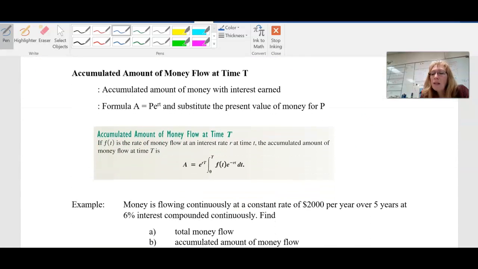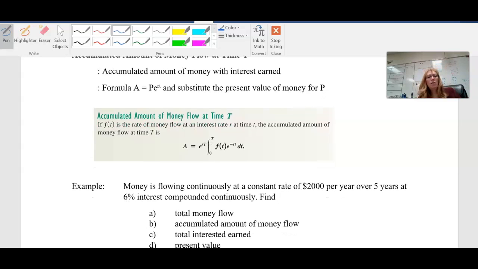Okay, last but not least is accumulated money flow. We're using PERT. Remember that one? PERT is what you guys seem to call that. Now when we do this here, accumulated money flow is a rate of money flow at an interest rate R at time T. So how much do I currently have in my account is what we're looking for.